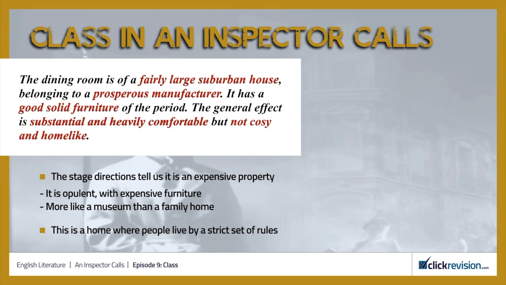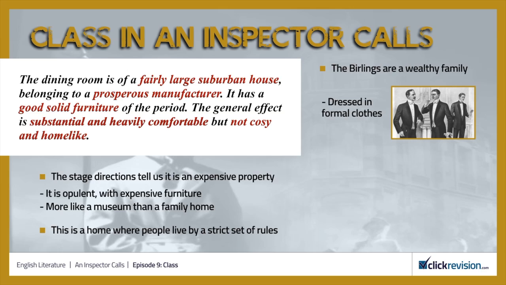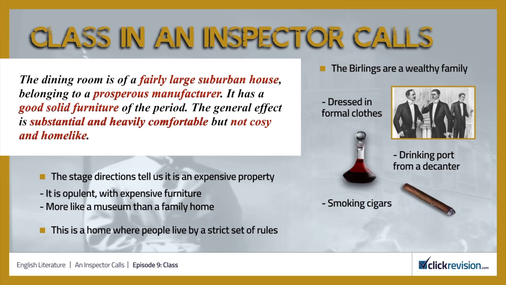When the play opens, we, the audience, arrive at the Birling house just as they're finishing their celebratory meal, and nearly every detail on show is designed to tell the audience that the Birlings are a wealthy family. All the Birlings are dressed in formal clothes, with the men in dinner jackets and white ties, even though they're dining at home. They're drinking port, which they serve from a decanter and not from a bottle, and they're smoking cigars. And they also have a servant who's tidying up the dessert plates and waiting on the family as they enjoy their evening.